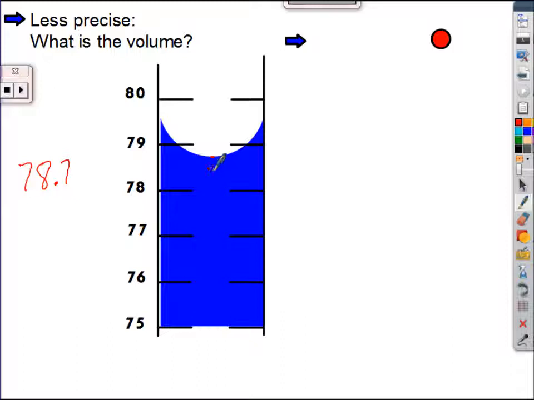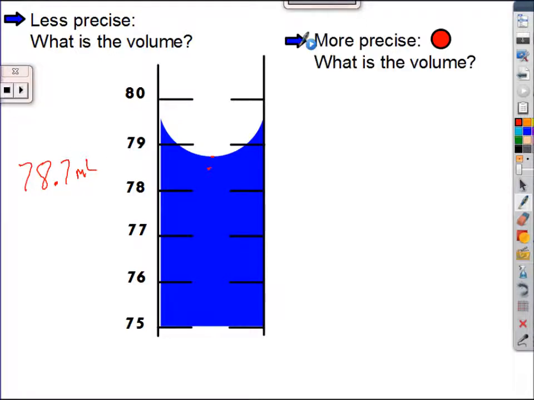Halfway might be about there, but it's above that, below the 79. And that's not a bad number. But if I have the ability, and I have the markings on there, I need to give better readings out.